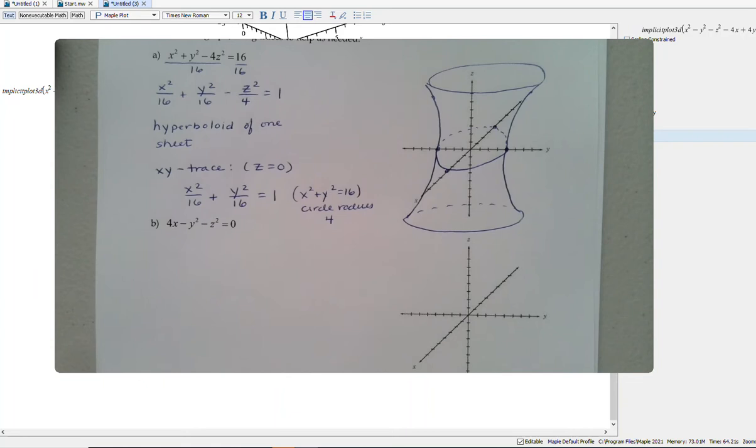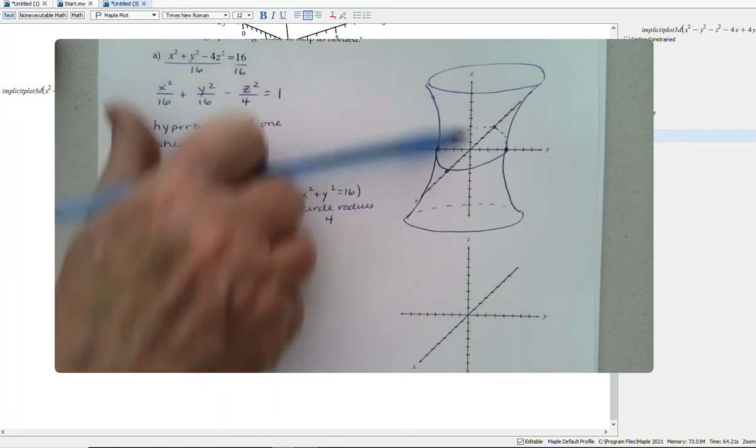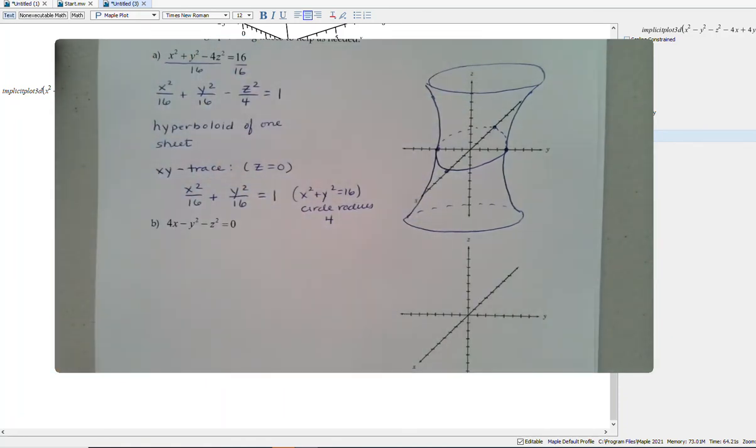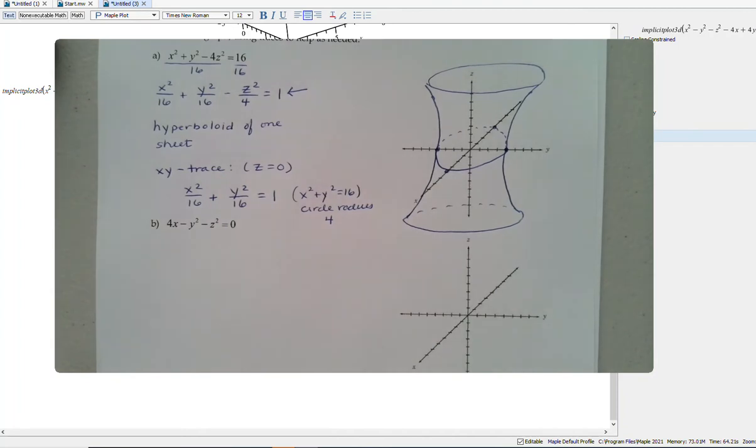I didn't mention orientation here. This is actually oriented around the z-axis. Notice that the z-axis runs right up through the center, and that was a perfect match for the formula given on the formula sheet.